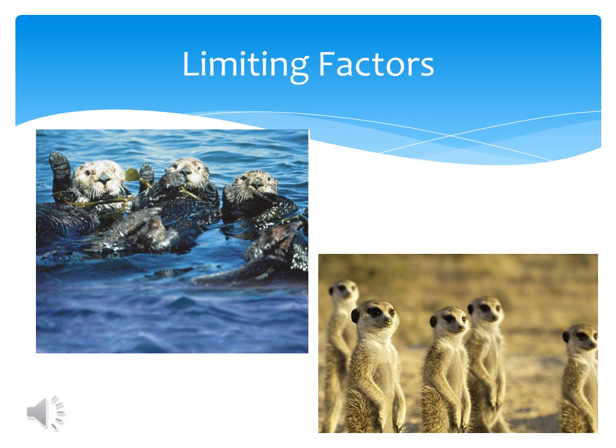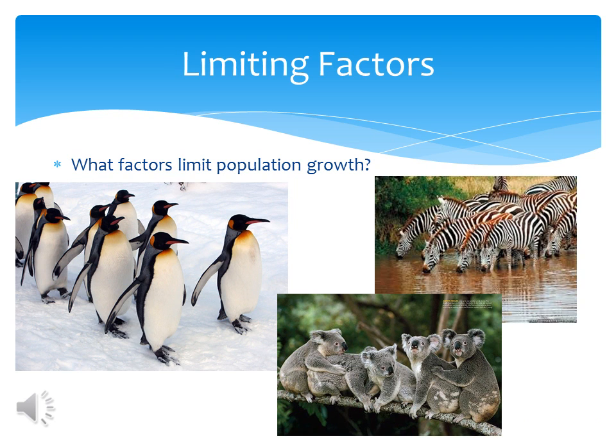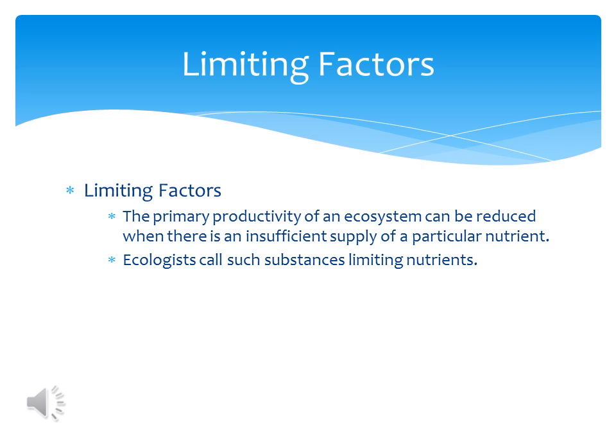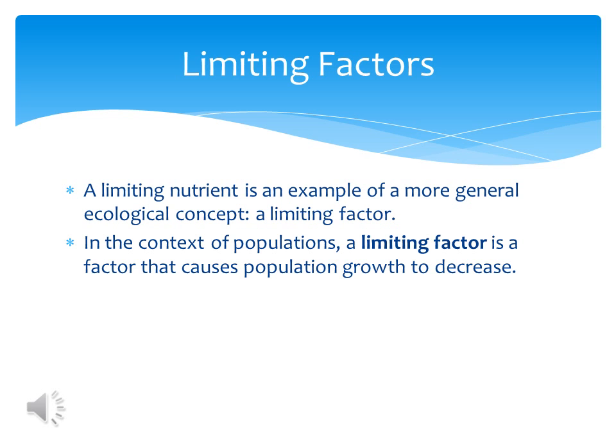Limiting factors. What factors limit population growth? The primary productivity of an ecosystem can be reduced when there is an insufficient supply of a particular nutrient. Ecologists call such substances limiting nutrients. A limiting nutrient is an example of a more general ecological concept, a limiting factor. In the context of populations, a limiting factor is a factor that causes population growth to decrease.